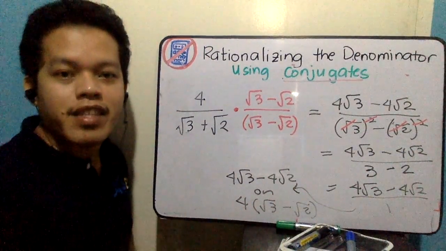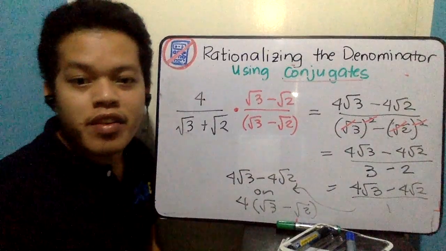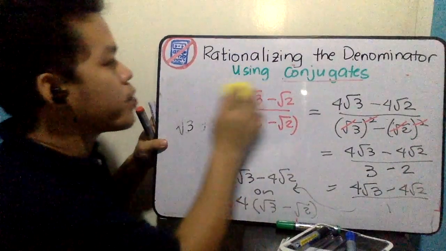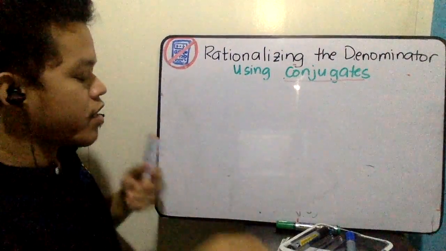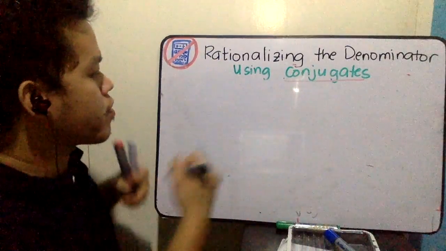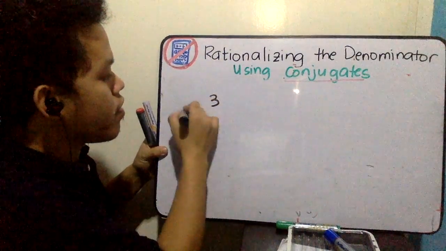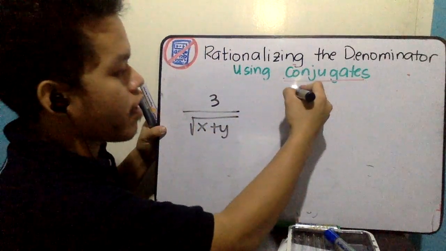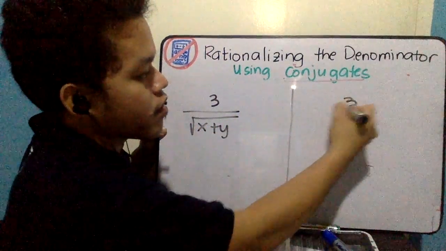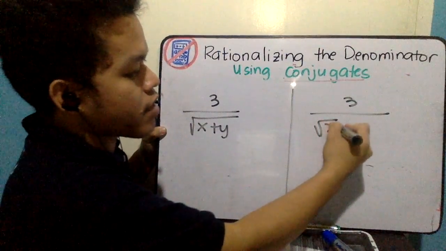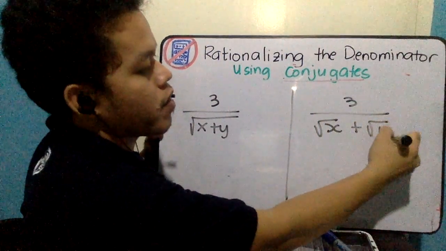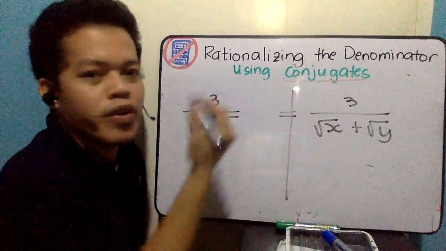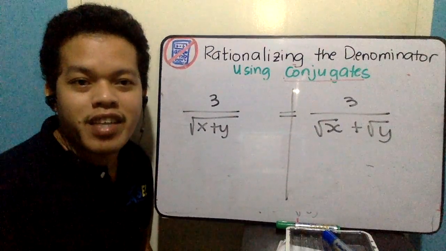So that's how you use conjugates in order to solve this kind of problem. Now, I want you to investigate the difference between, let's say, 3 all over square root of the sum of x plus y, and 3 all over square root of x plus square root of y. Try to investigate if they're equal or not. That will be a challenge for you.